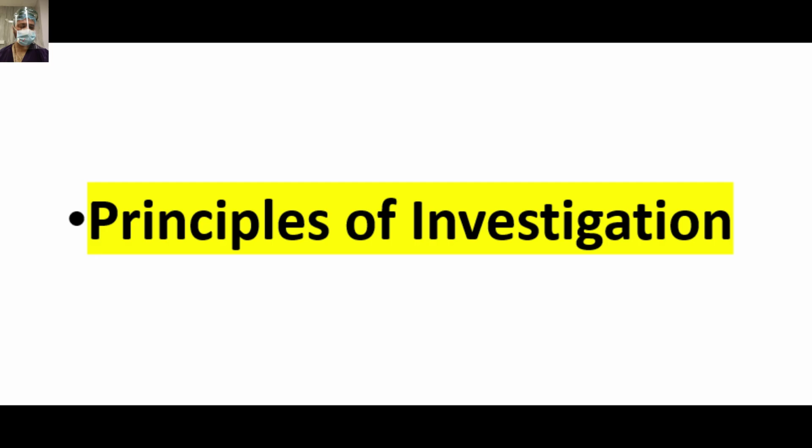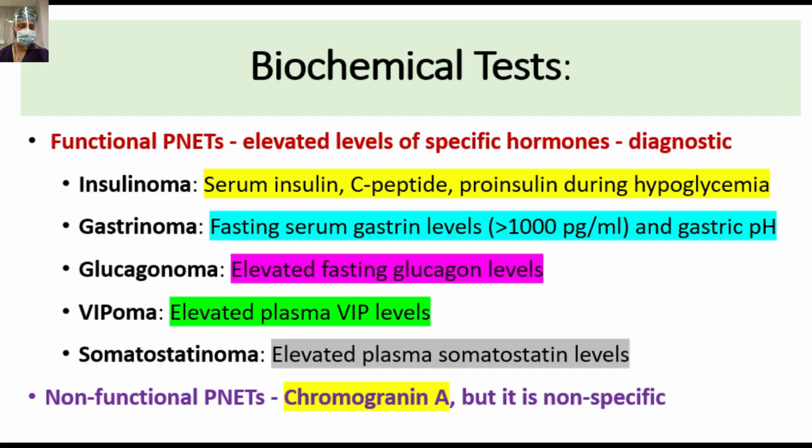So how do we investigate these PNETs? Friends, the principle of investigation is simple for functional PNETs: you look for the hormone produced, like serum insulin, C-peptide, proinsulin during hypoglycemia. For gastrinoma, fasting serum gastrin level more than 1000 picogram per ml and gastric pH are diagnostic. Glucagonoma, elevated fasting glucagon levels; VIPoma, elevated plasma VIP levels; and somatostatinoma, elevated plasma somatostatin level.